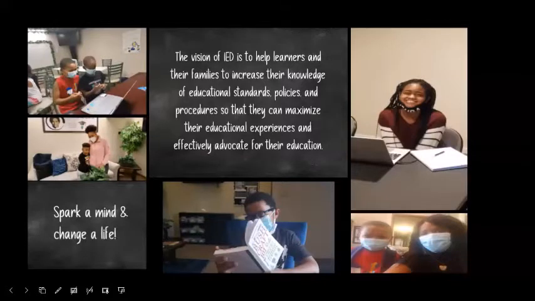The vision of IED is to help learners and their families to increase their knowledge of educational standards, such as Standard 2.OA.2, as well as educational policies and educational procedures, so that they can maximize their educational experiences and effectively advocate for their own education. Our mission is to spark a mind and to change a life.